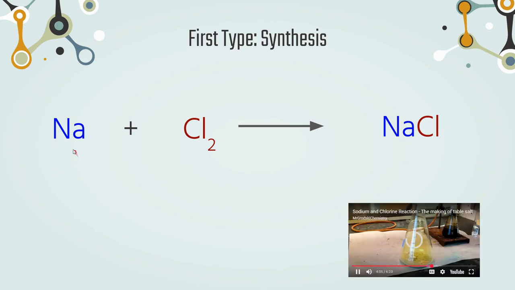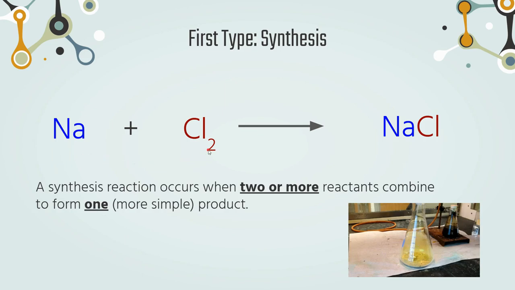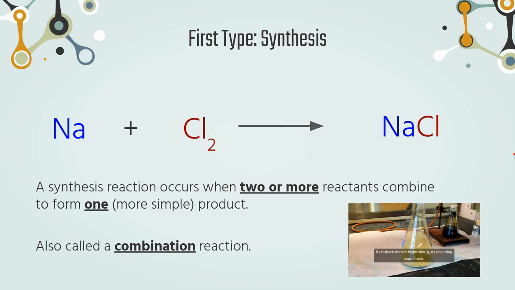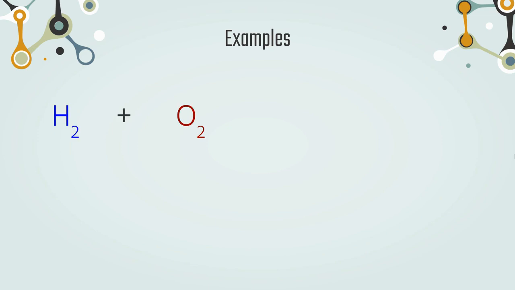Synthesis is pretty simple. We'll see that we have 2 or more reactants combining to form one product. In this case, sodium and chlorine, 2 reactants, combine to form sodium chloride, one product. This is also called a combination reaction because you're simply combining your reactants. Some examples: if we take hydrogen and oxygen, we combine them to form water. We have one product, so therefore it's synthesis.